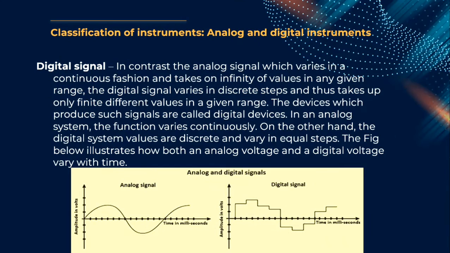The digital signal. In contrast to the analog signal, which varies in a continuous fashion and takes an infinity of values in any given range, the digital signal varies in discrete steps and thus takes up only finite different values in a given range. The devices which produce such signals are called digital devices. In an analog system, the function varies continuously. On the other hand, the digital system values are discrete and vary in equal steps. The figure below illustrates how both an analog voltage and a digital voltage vary with time.